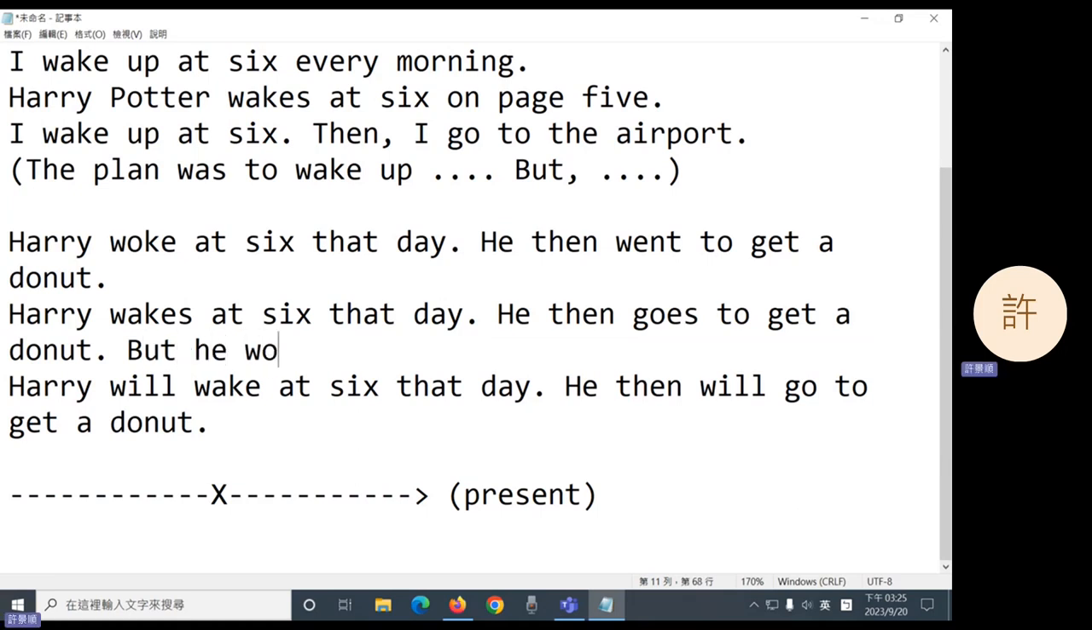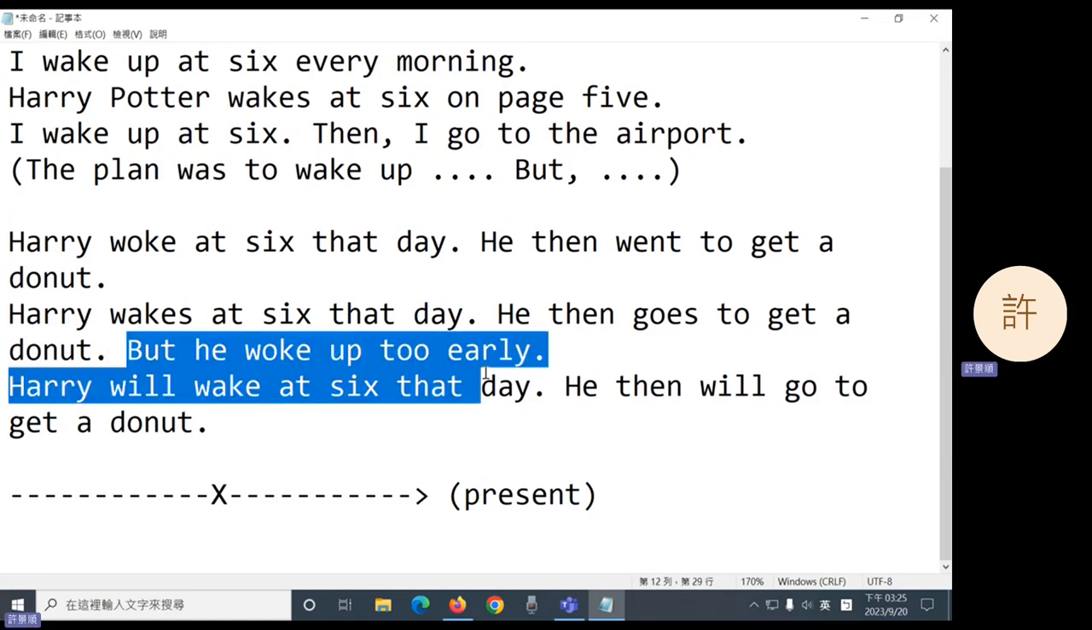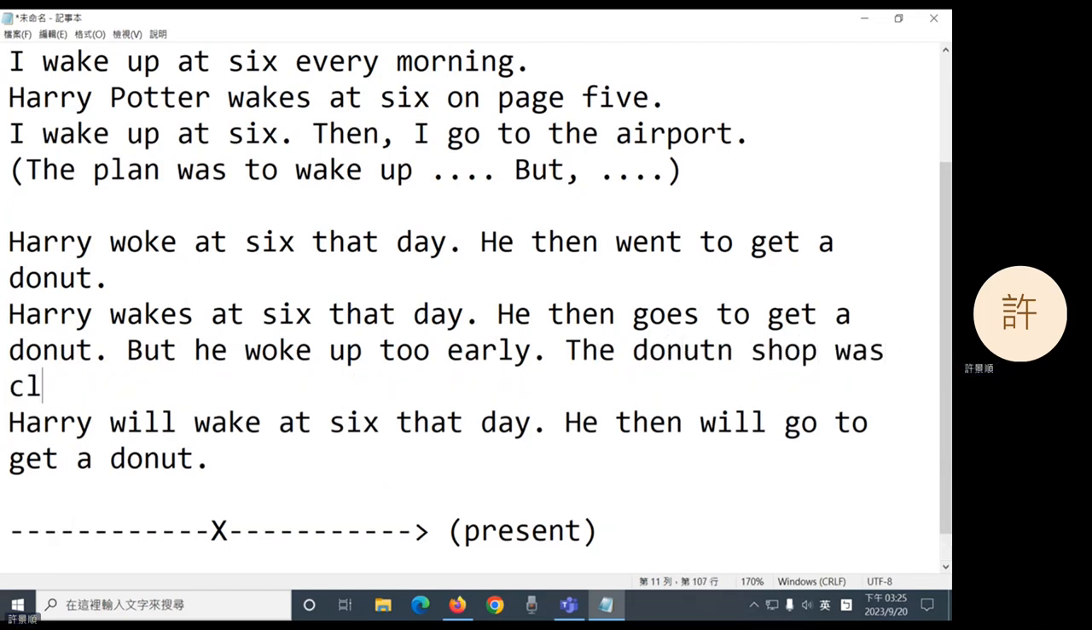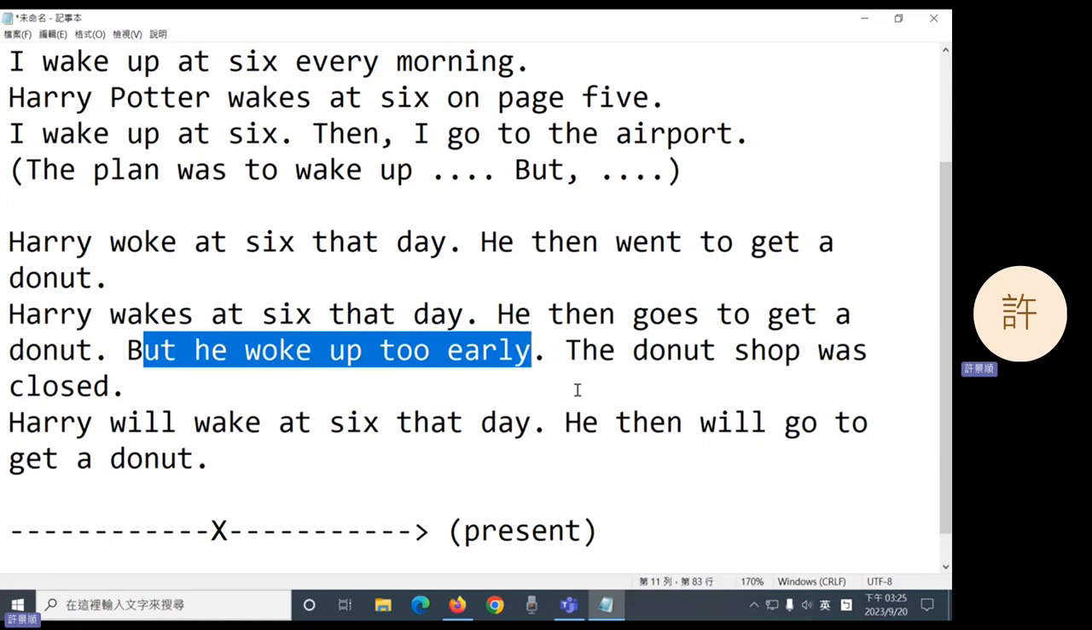So to describe that past moment, the author might then use the past tense. Think about this. First thing happens, Harry wakes. Second thing happens, he gets a donut. But as he gets a donut, he realizes that he woke up too early and so couldn't get a donut. Right? So this sentence is jumping into the past. It's like a memory for Harry, or it's a reminder for the reader.